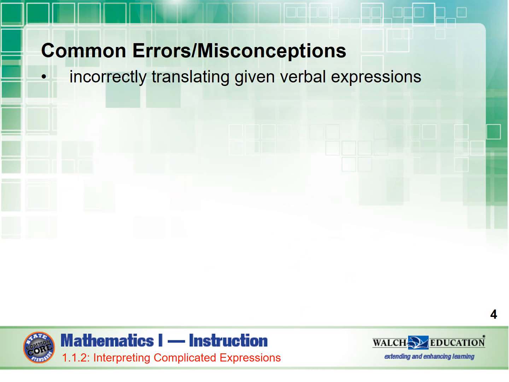Common errors and misconceptions with this is incorrectly translating given verbal expressions. So when you're given a paragraph and then you have to put it into numbers, it's really easy to make something a positive or a negative that should be the opposite, or to have them in the wrong order. We're going to do lots of practice, so hopefully you will not incorrectly translate.